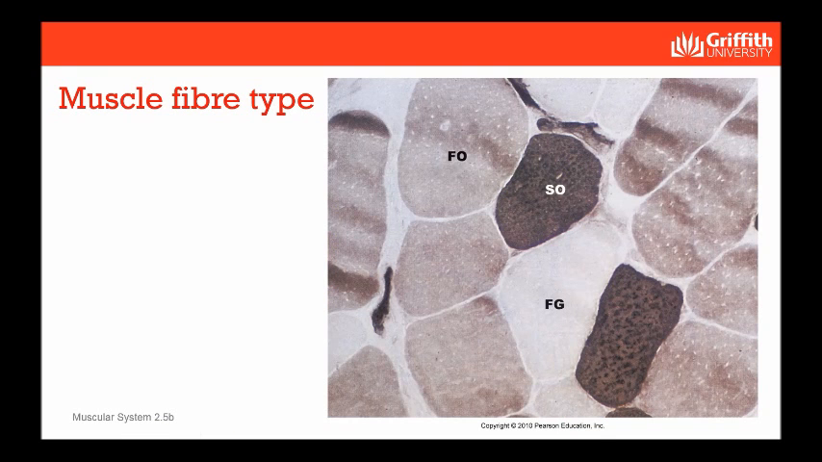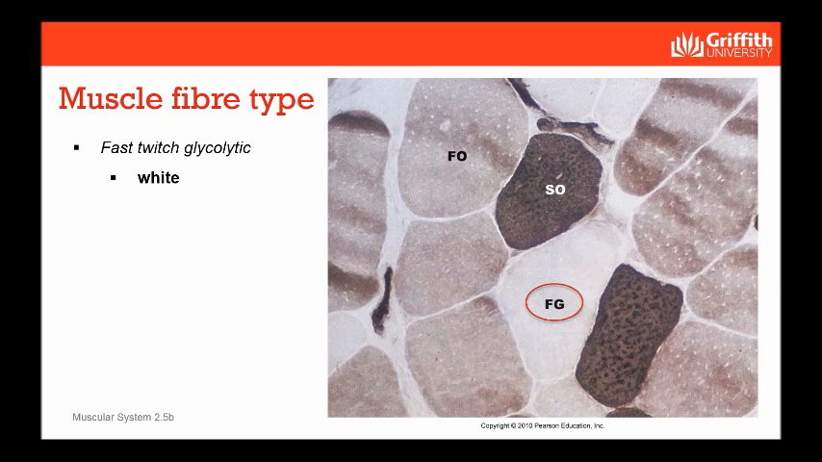This slide shows the different fibre types that are present within a muscle. FO stands for fast oxidative, pink-coloured fibres. SO are slow oxidative, red-coloured fibres. And FG are the fast glycolytic fibres, or white fibres seen in a muscle cell. The colour of these muscle fibre types indicates the type of energy utilisation.